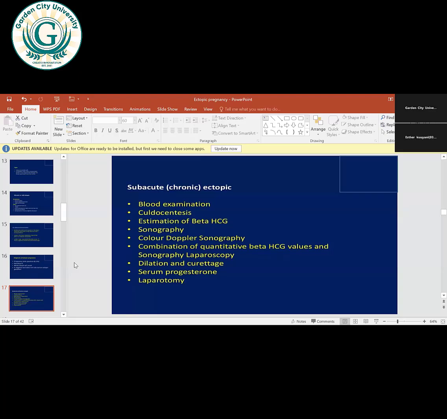Subacute chronic ectopic. Blood examination. Culdocentesis. Estimation of beta HCG. Sonography. Color Doppler sonography. Combination of quantitative beta HCG values and sonography. Laparoscopy. Dilation and curettage. Serum progesterone. Then laparotomy.